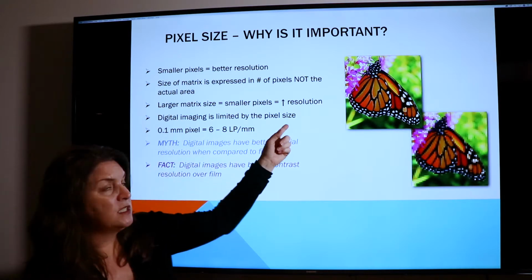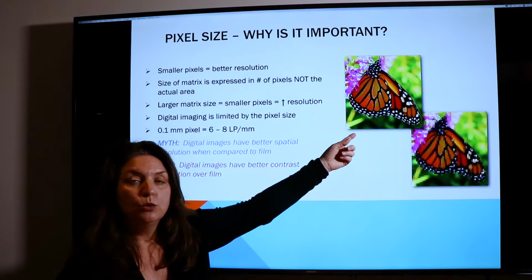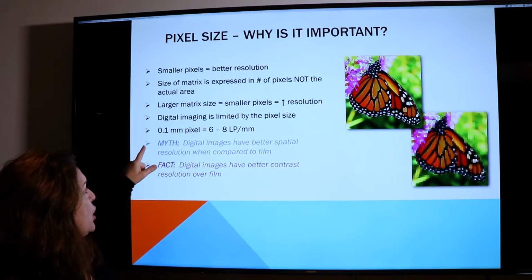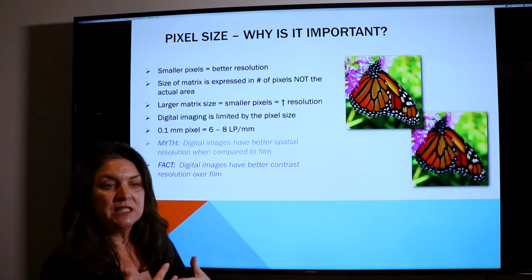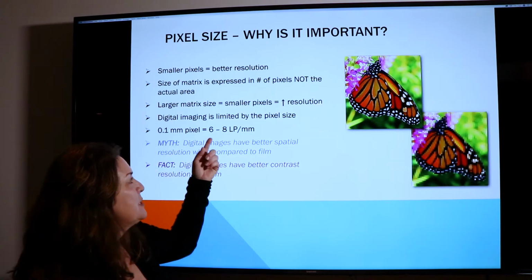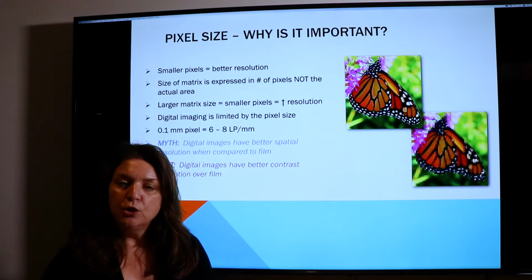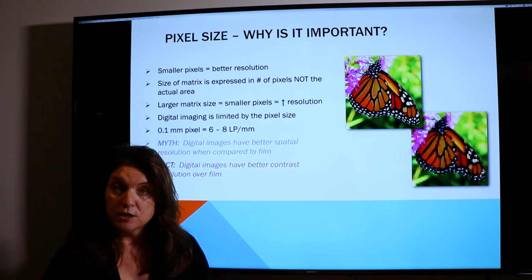And that's what makes digital imaging pixel limited, because it can only be as good as the number of pixels inside the matrix. So a 0.1 millimeter pixel is the equivalent of 6 to 8 line pairs per millimeter. And I know you learned about line pairs per millimeter as a measurement tool for resolution in George's class.